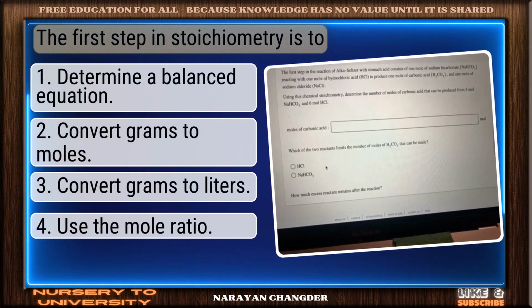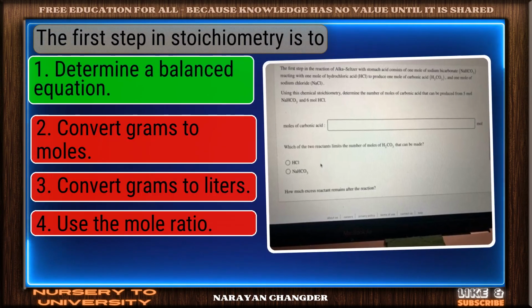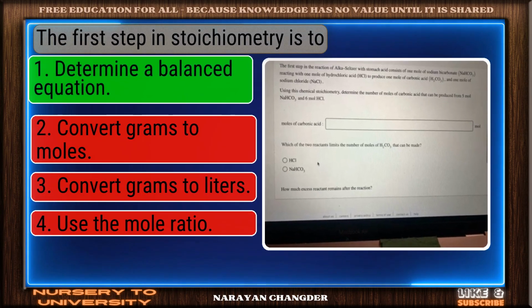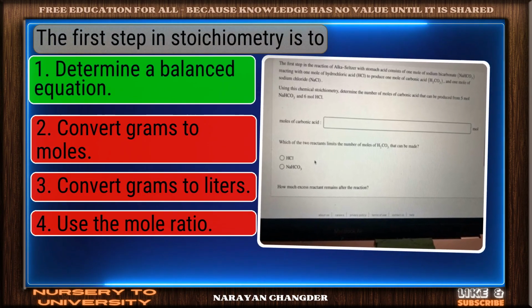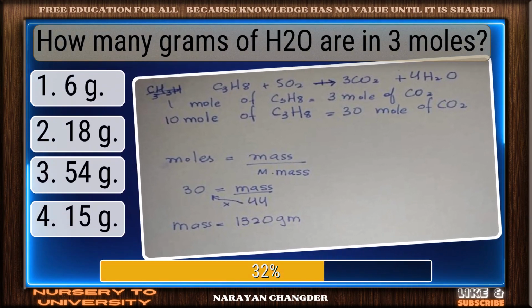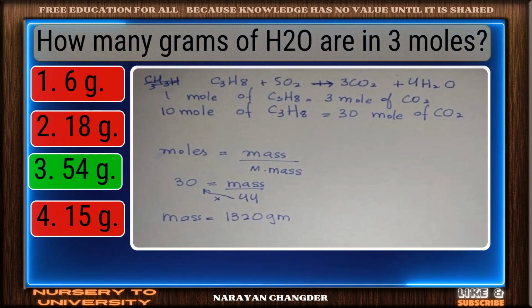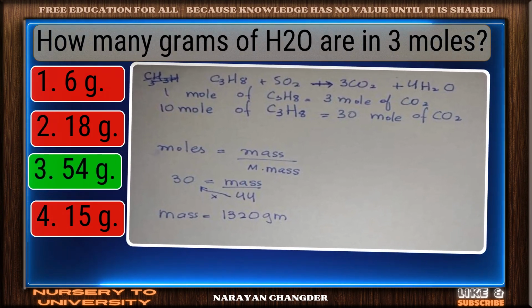The first step in stoichiometry is... Correct. Determine a balanced equation is the right answer. How many grams of H2 are in 3 moles? Exactly. 54 g makes sense and it is the right choice.